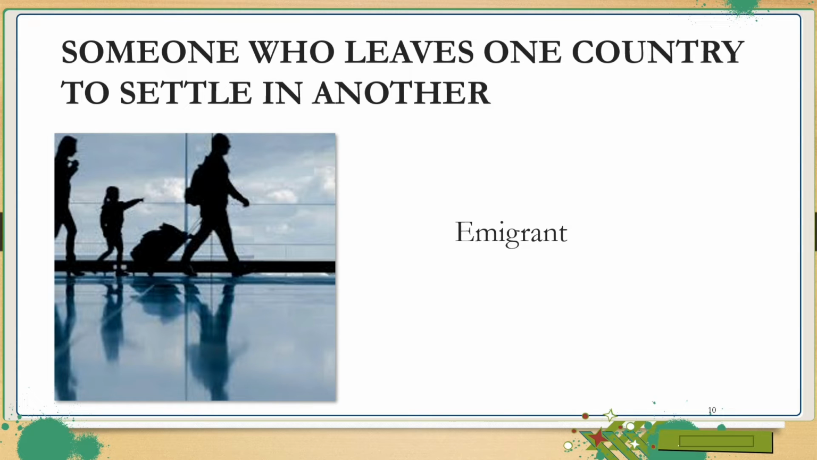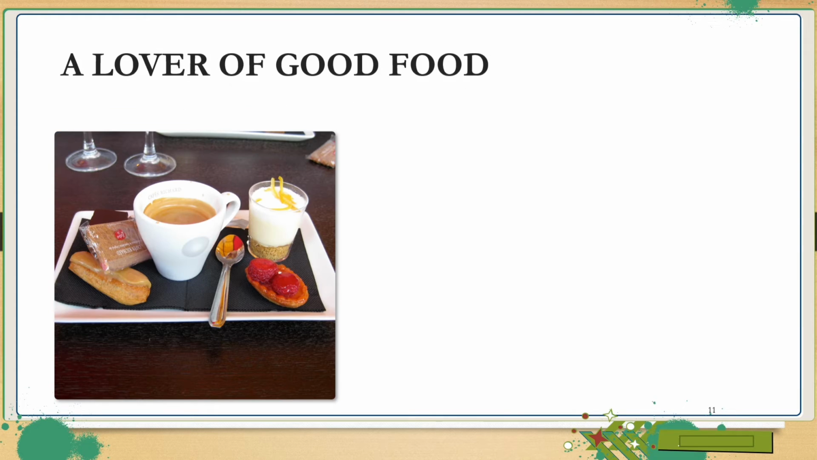So, our next group of words is a lover of good food. Now, as you can see in this picture, there's some really delicious looking food, and yeah, we're all getting hungry looking at it. So, a lover of good food is known as a gourmet.